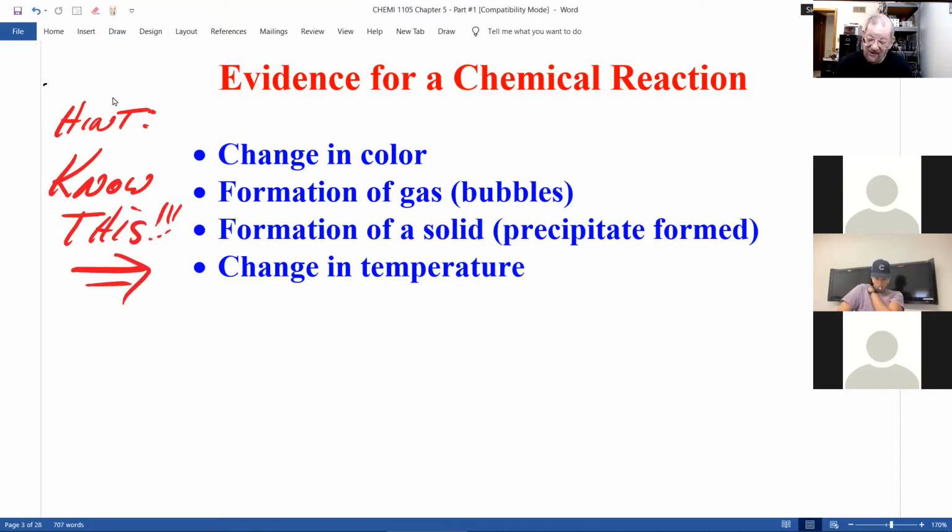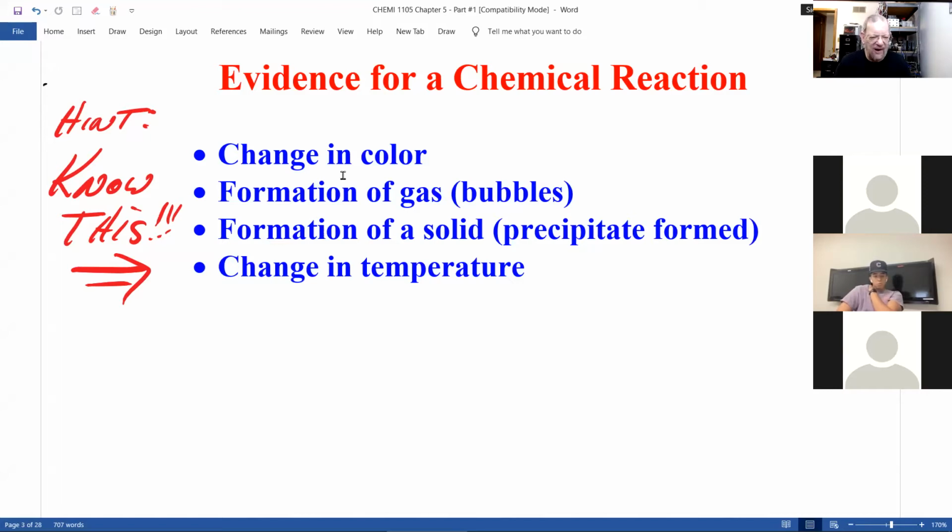Now, how do you know, and especially inorganic, which was mainly what we're going to do this semester, how do you know you've had a chemical reaction? Well, there are 4 things that are evidence for a chemical reaction. One is a color change. If you have something that's yellow and it goes blue or red or green or black when you mix two things together, that tells you you've had a chemical reaction, a color change. Now, I'm not talking about just turning a lighter blue or red, it changes actual colors.